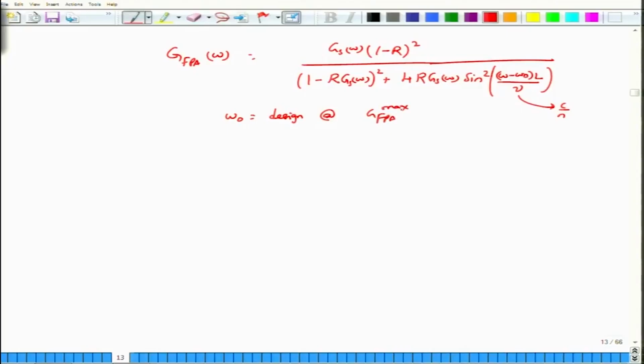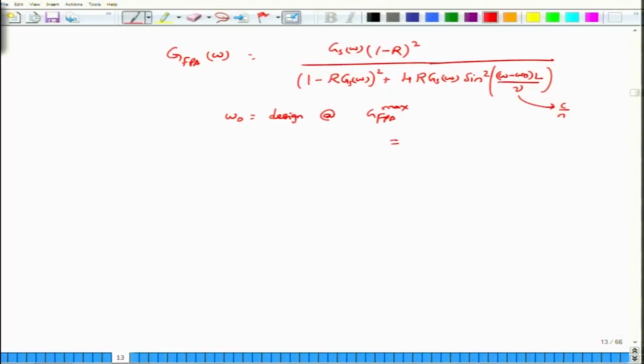So, if you are fabricating a semiconductor optical amplifier and you want to maximize the gain at a particular wavelength, you choose that wavelength to correspond to the frequency omega 0, and you get a maximum gain. What is the maximum gain?